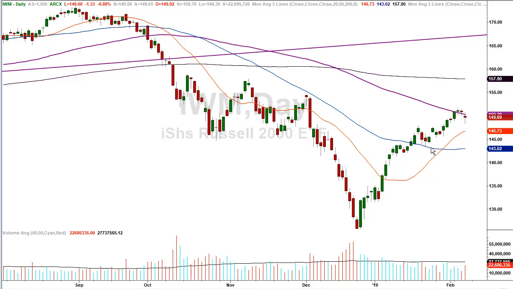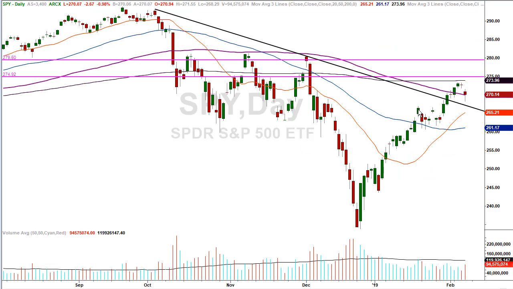Remember what happened last time? We rallied up, we sold off. In fact, the IWM sold off a lot less than the spider did. Let's go back to the spider chart. So here's the daily chart of the spiders.